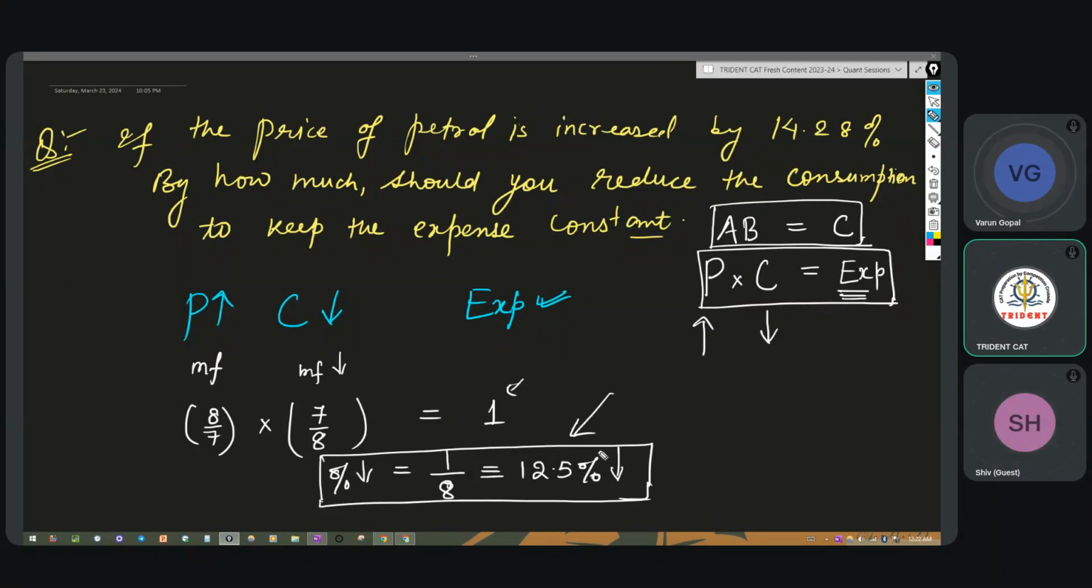Shiv, is that clear? I'll give you another method to solve this. When I used to solve this problem back then, I used the method that if 14 has increased, something has to be decreased. So I take 100 by 114.28, I get 0.875, that is 87.5. That also works. We have all done these things.